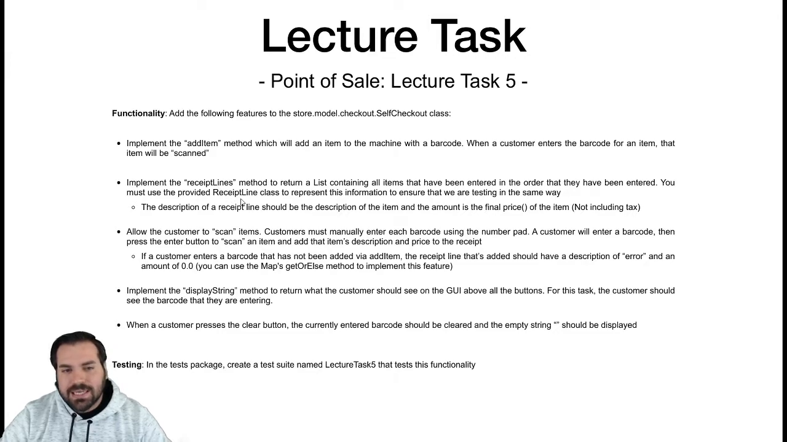Use the receipt line class. There's a class provided. It doesn't do anything, and you shouldn't modify that class at all, but it has a constructor that takes a string and a double for the description and the price of an item. Return a list of those objects of type receipt line, and that's what the GUI will display on the screen, and that's what you should test in your unit testing. Call receipt lines, get the lines, make sure that all the items show up the way you expect.